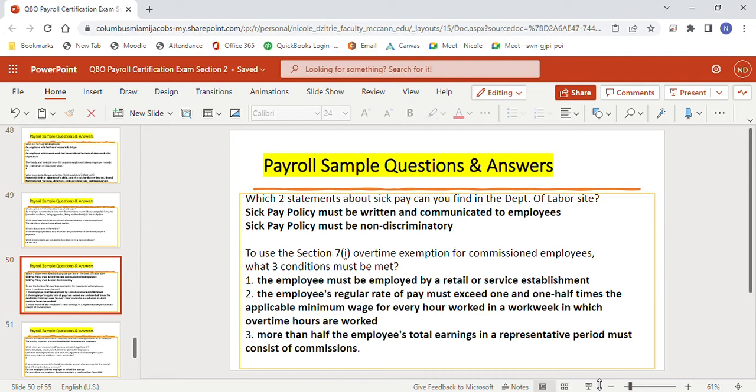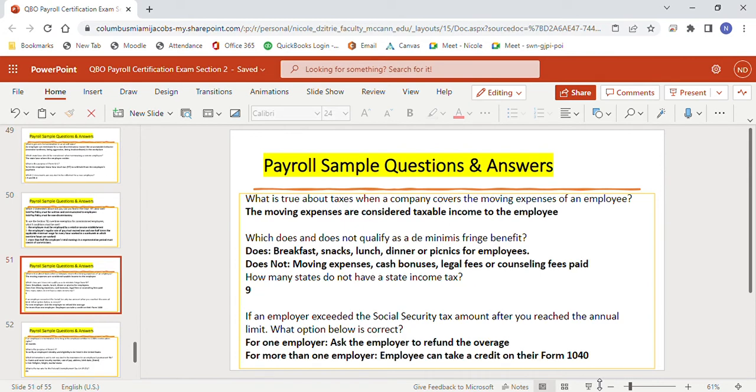To use this Section 7(i) overtime exemption for commissioned employees, what 3 conditions must be met? The employee must be employed by a retail or service establishment. The employee's regular rate of pay must exceed 1 1/2 times the applicable minimum wage for every hour worked in a work week in which overtime hours are worked. And 3, more than half of the employee's total earnings in a representative period must consist of commissions.